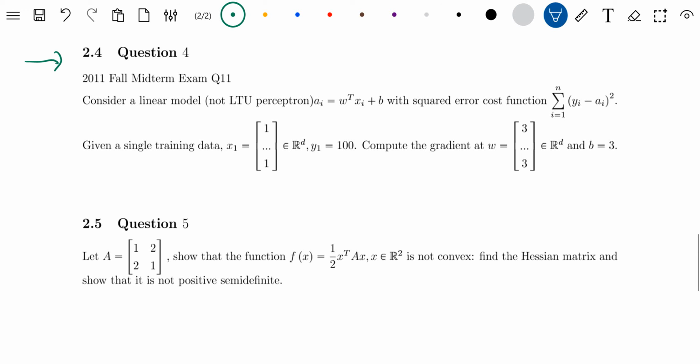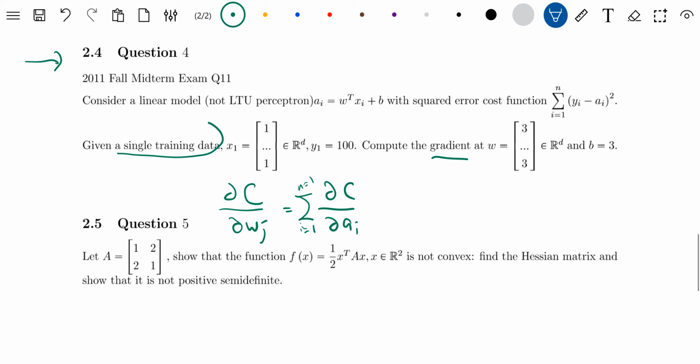In this question, we are asked to find the gradient. So I'm just going to take one derivative and then combine them. So the derivative of the cost with respect to, say, Wj is the derivative of the cost with respect to ai, and all the ai's share one w, so i is from 1 to n, and there's only one training data, so n is actually 1 here, so there's actually only one term.